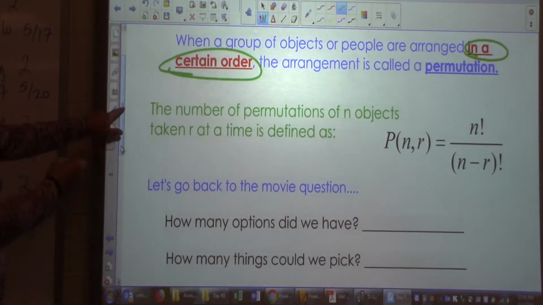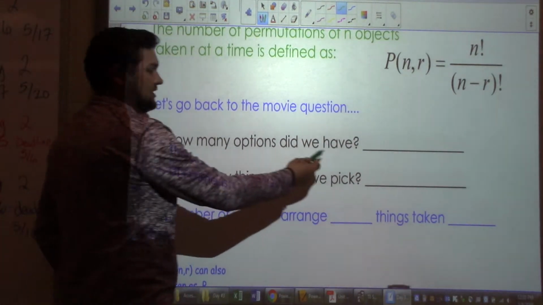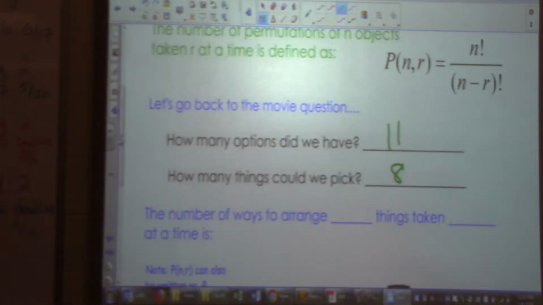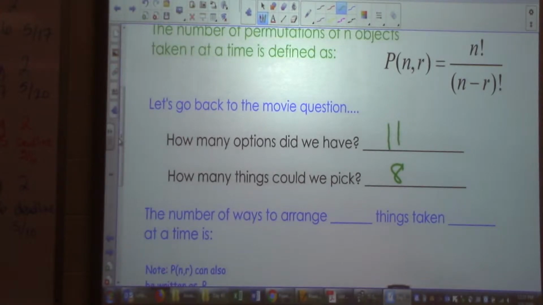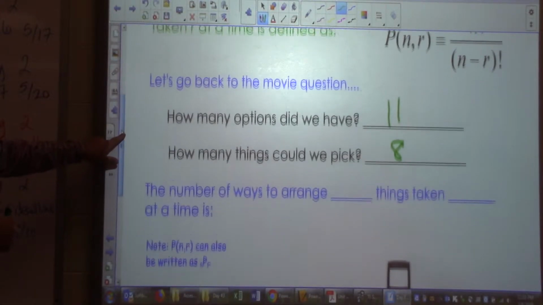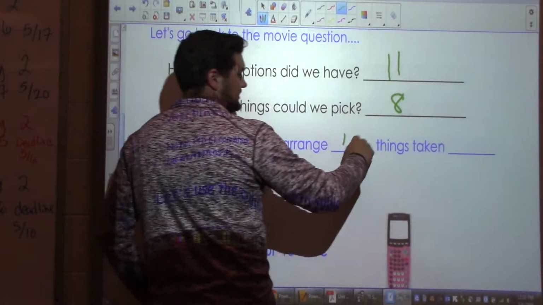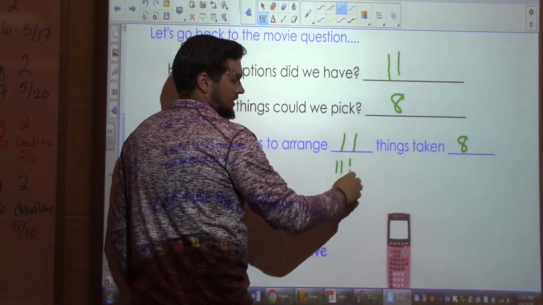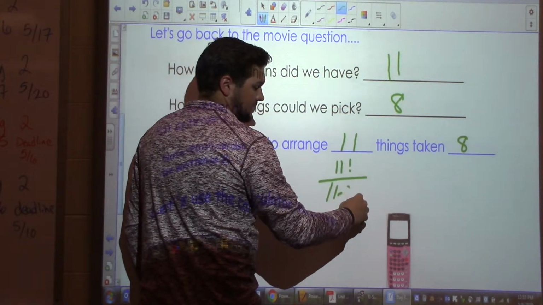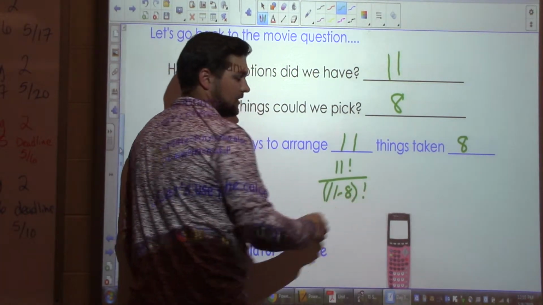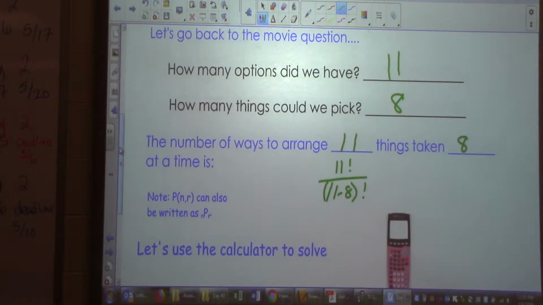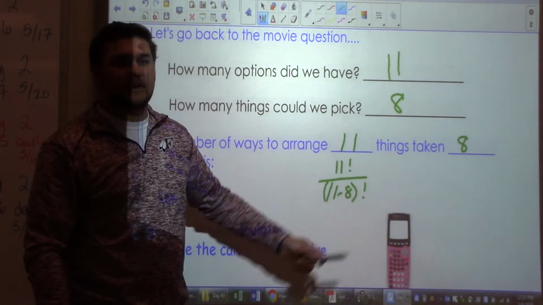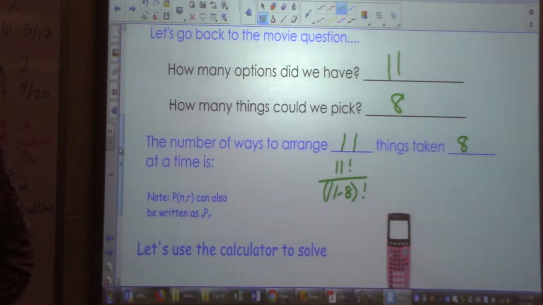So if we go back, like I said, to the movie question, we had 11 options, and we could pick 8 of them. We had 11 different movies to pick 8 for. So the number of ways to arrange 11 things, taken 8 at a time, would have been 11 factorial over 11 minus 8 factorial. n factorial over n minus r factorial. Does that make sense?